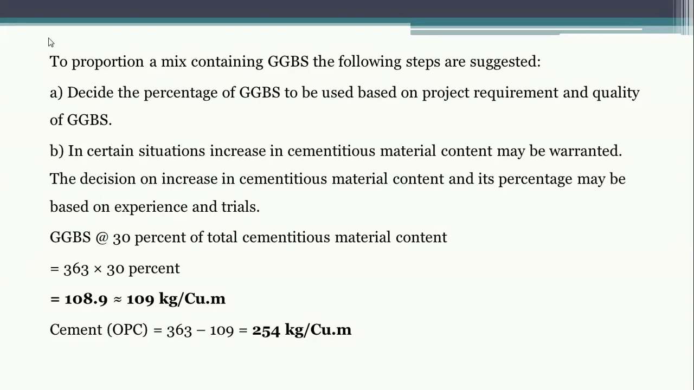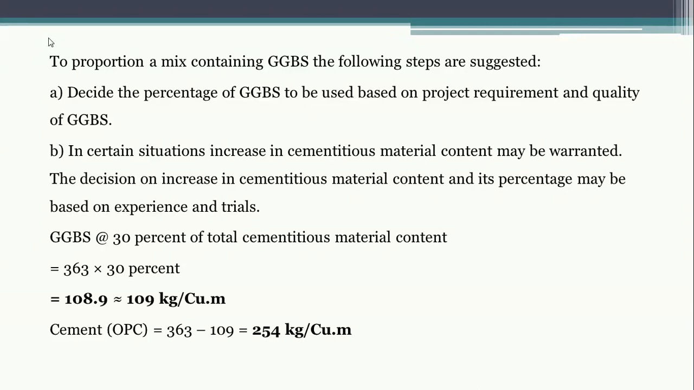So that's why we have taken 30% of the total cementitious content as a replacement for GGBS. So 363 is the total cementitious content into 30% is the GGBS percentage that we have adopted. We get 108.9. So approximately we have taken 109 kg per meter cube. So 109 kg per meter cube is the mass of the GGBS, out of the total cementitious content. So now cement used is 363 minus 109. So 363 is the total cementitious content and 109 is the mass of GGBS content. So you will get 254 kg per meter cube.